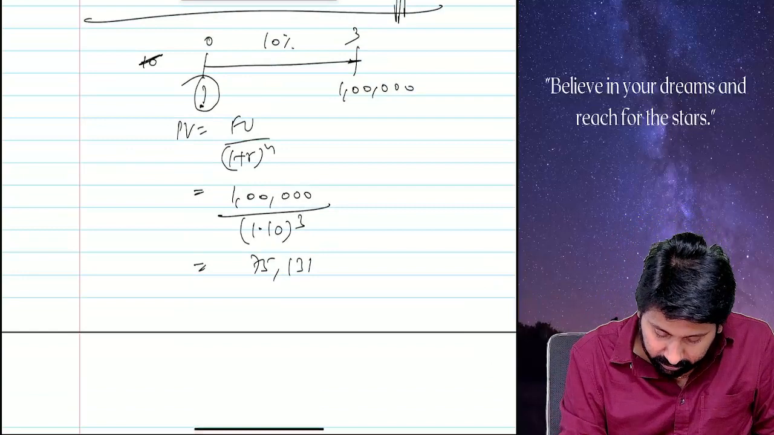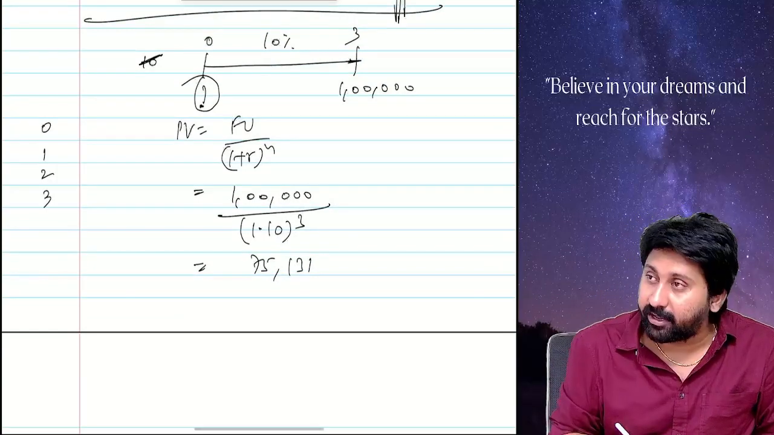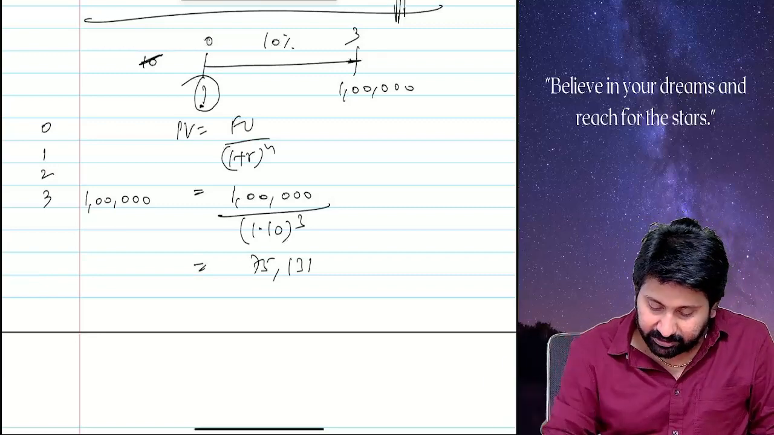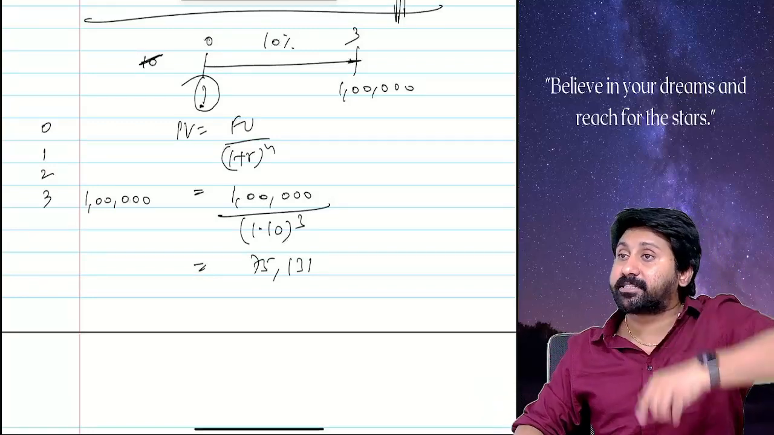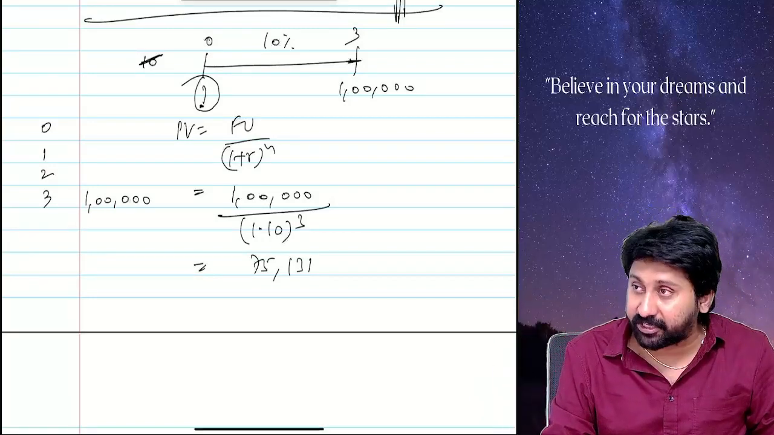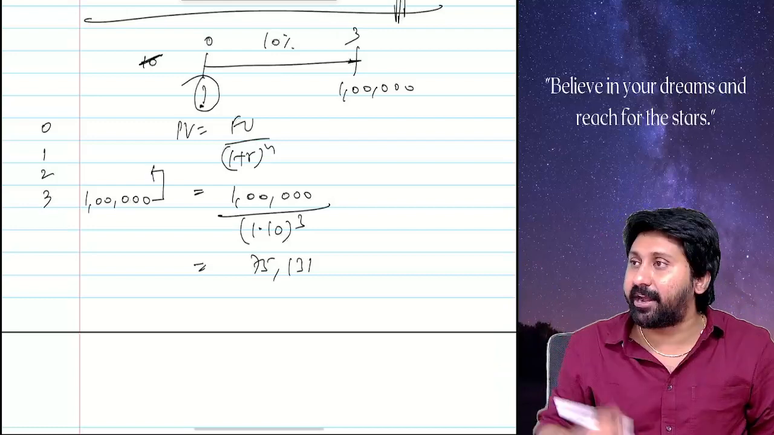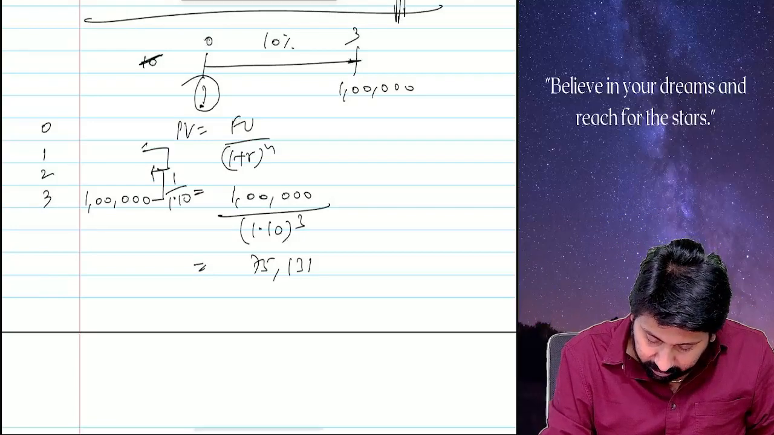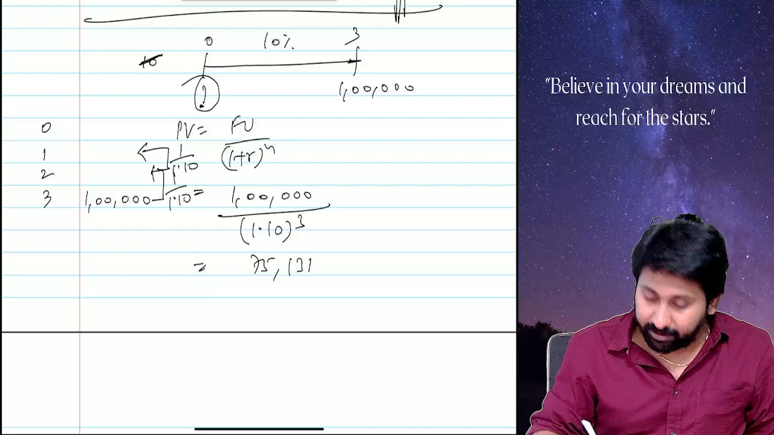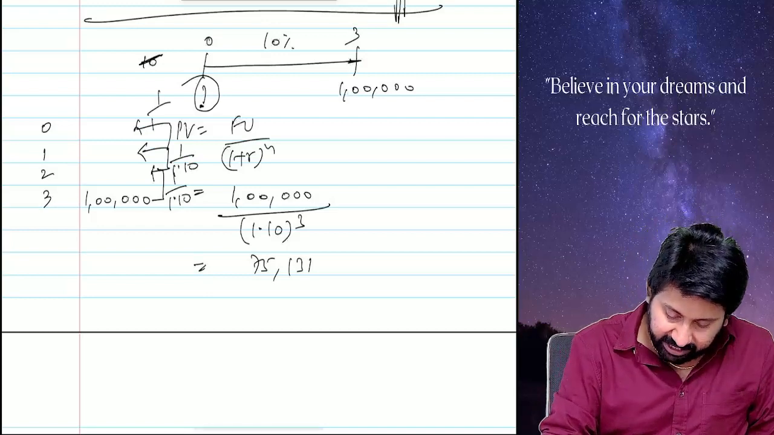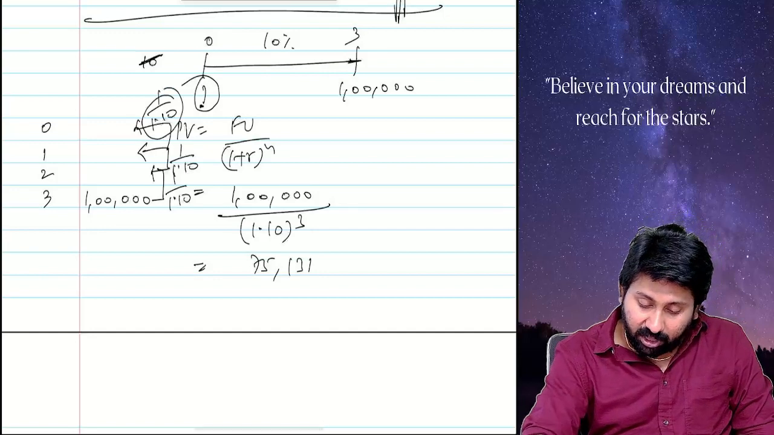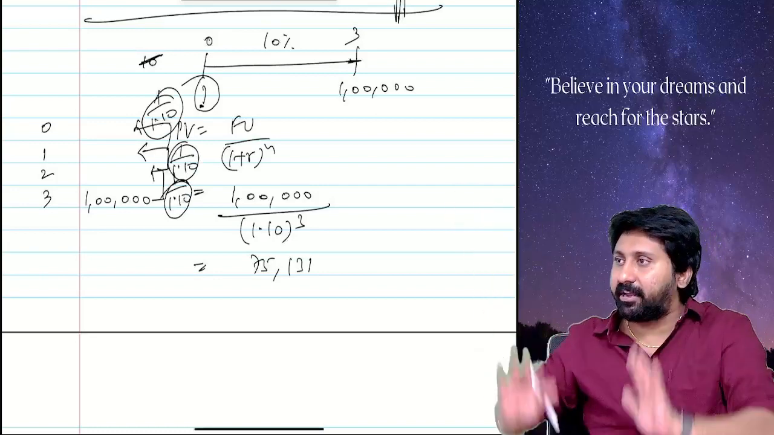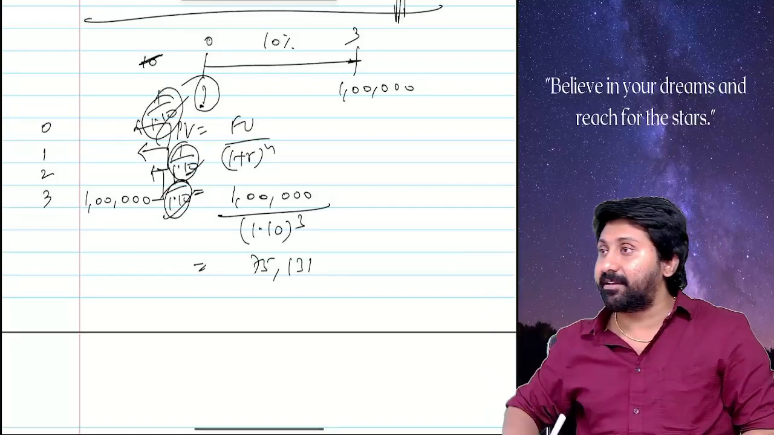How to understand this? See here. 0 today, 1, 2, 3. Third year, how much are you getting? What is your expected rate? 10%. That means how many times you need to discount? Power 3. Discount for the first time: the third year cash flow comes to the second year. Again discount. Second year becomes first year. Again discount. First year becomes present value. Correct? In all the 3 years, what is the rate you are using? 10%. Instead of doing like that, we use power 3.